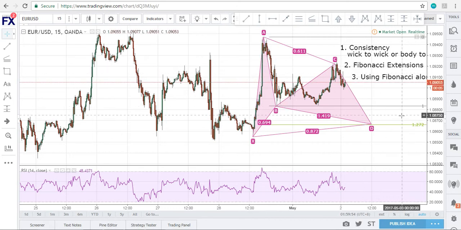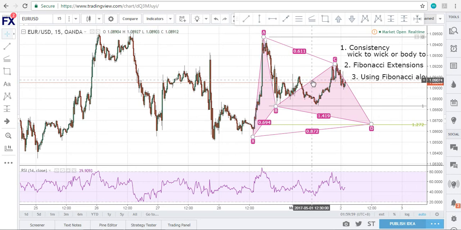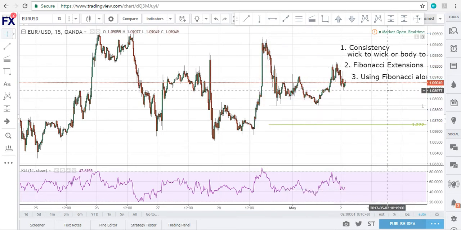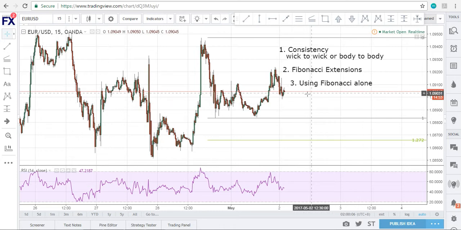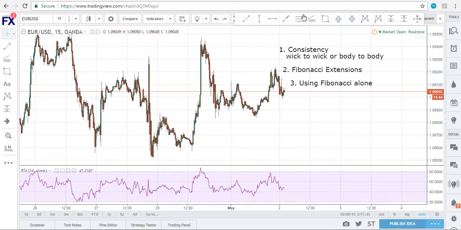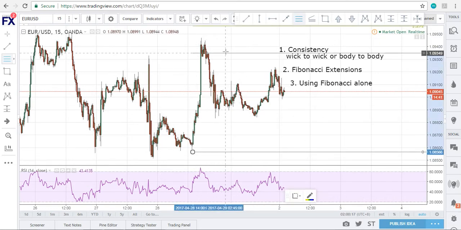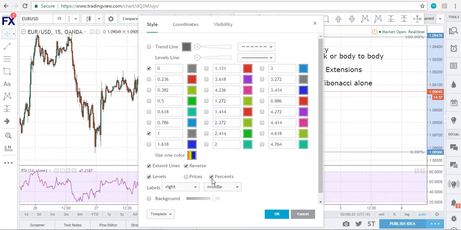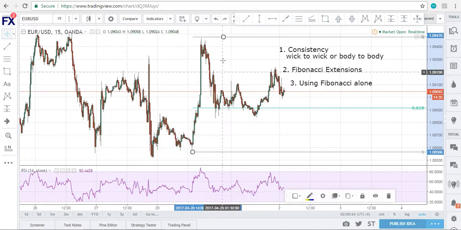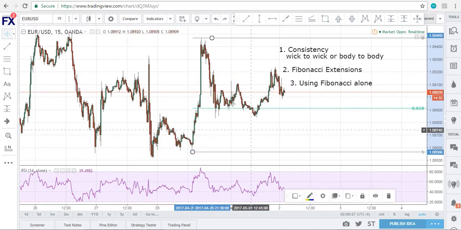However, at the same time, we also have a potential completion of a Gartley pattern on the Euro USD. And that brings me to the next mistake traders tend to make. Never use Fibonacci alone. And what does that mean? That means that you might have a very nice rejection of price at a certain level. Like for this case, let me just show it to you. We have a very nice level right here. Price rejects the 618 level very nicely right here.